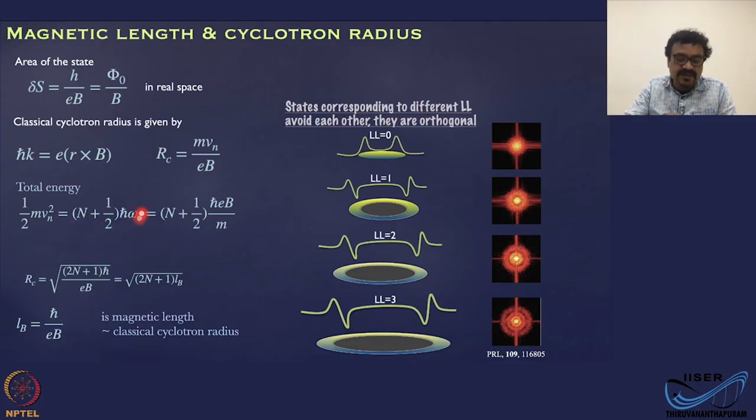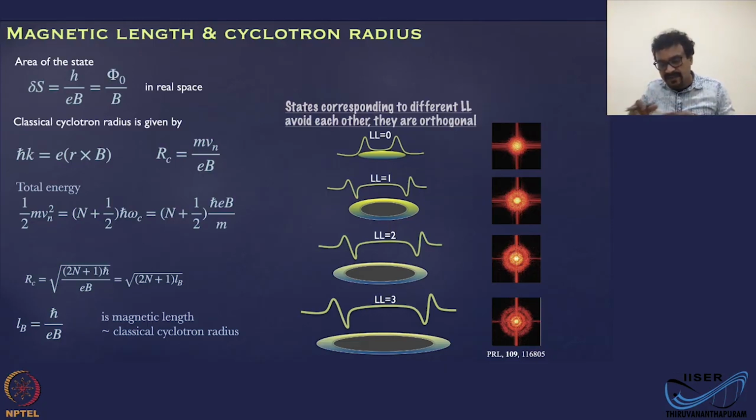And if you equate this to the quantum mechanical energy, you can make a connection between these two, where omega is eB by m. So you can rearrange it, and what you will get is Rc is square root of 2n plus 1 times h bar by eB. That's the cyclotron radius, which is square root of 2n plus 1 into lB, where lB is h bar by eB, defined as the magnetic length.